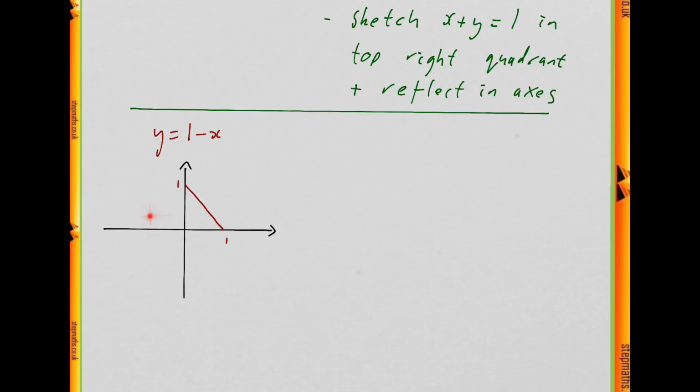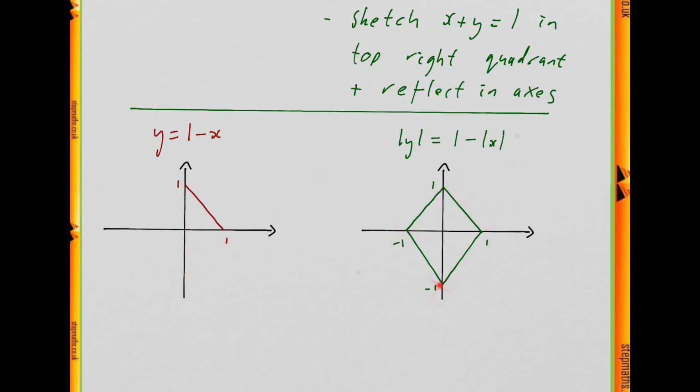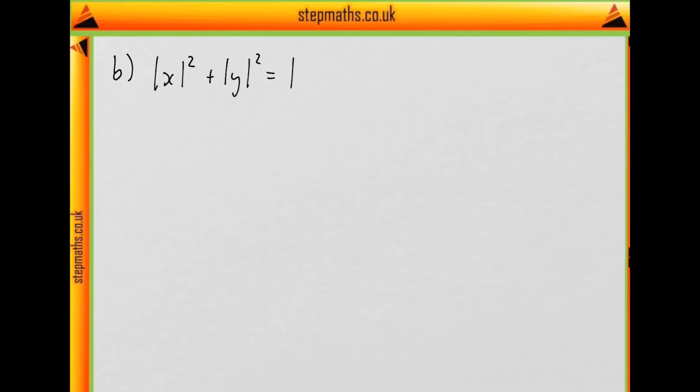Like for instance, if we were here where x is negative, then mod x would be the same as minus x, so we'd have y as 1 plus x instead. And that would look like this. But the other way is just to reflect in the axes. So if we reflect in this axis, we get this line, and then we can reflect that in the x-axis. And so we get back our diamond that we saw before.